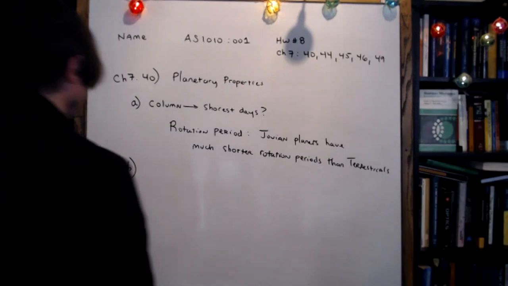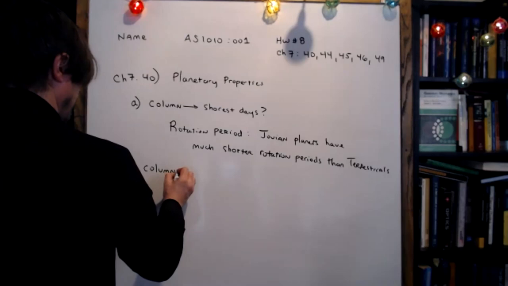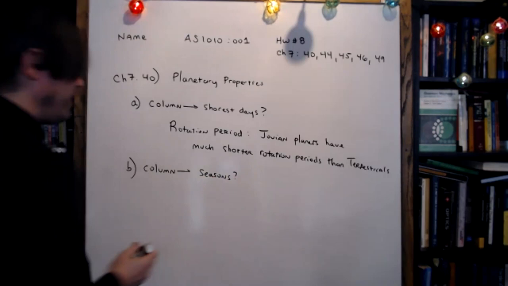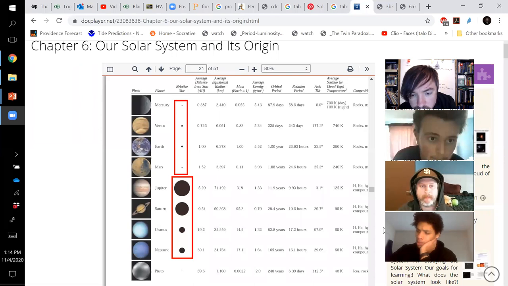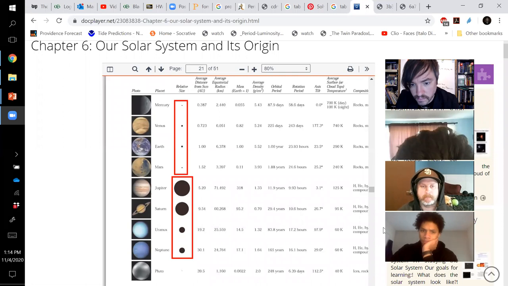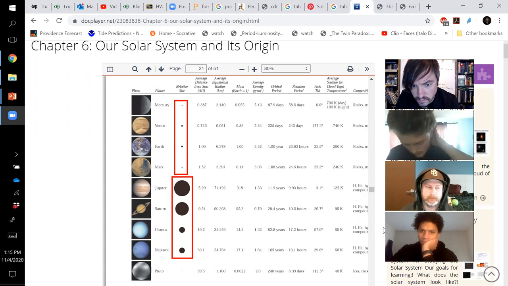Which column of data would you use to find out which planet should have seasons? Explain. Can you guys guess which column? This is something you should know from our first week's lecture. The axis tilt? That's right.